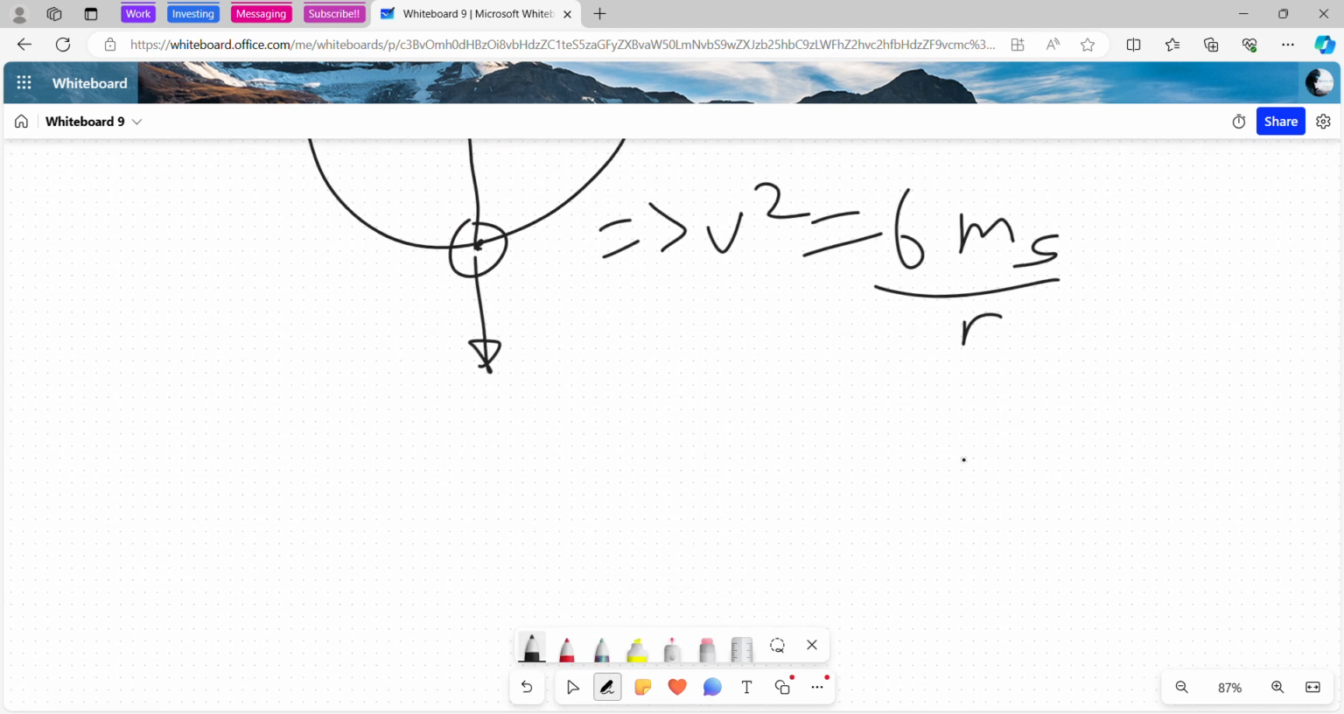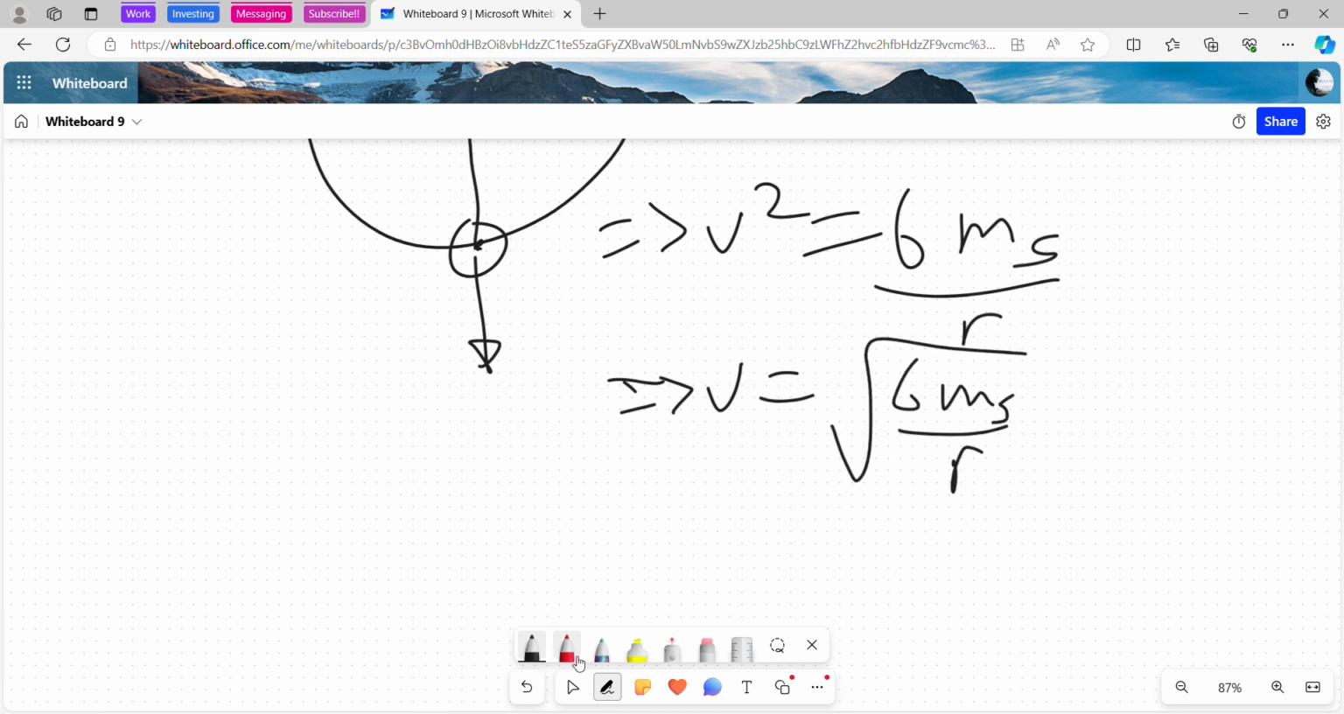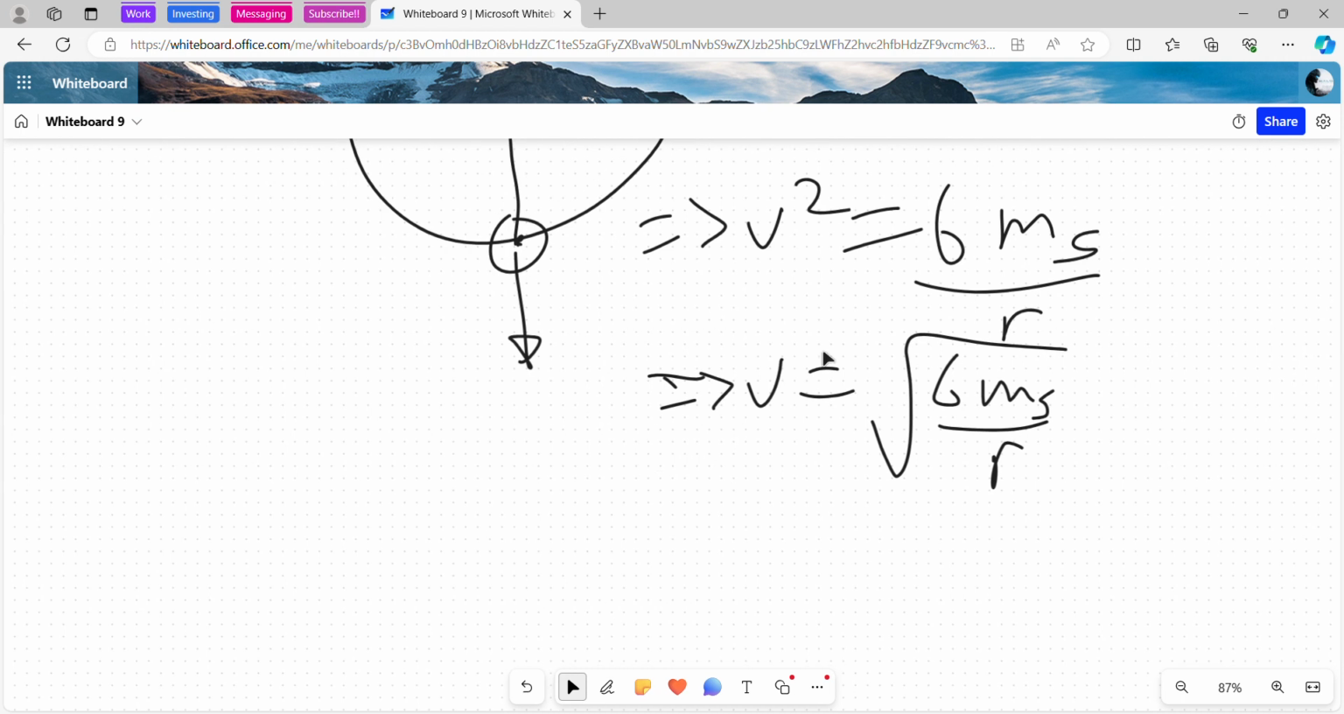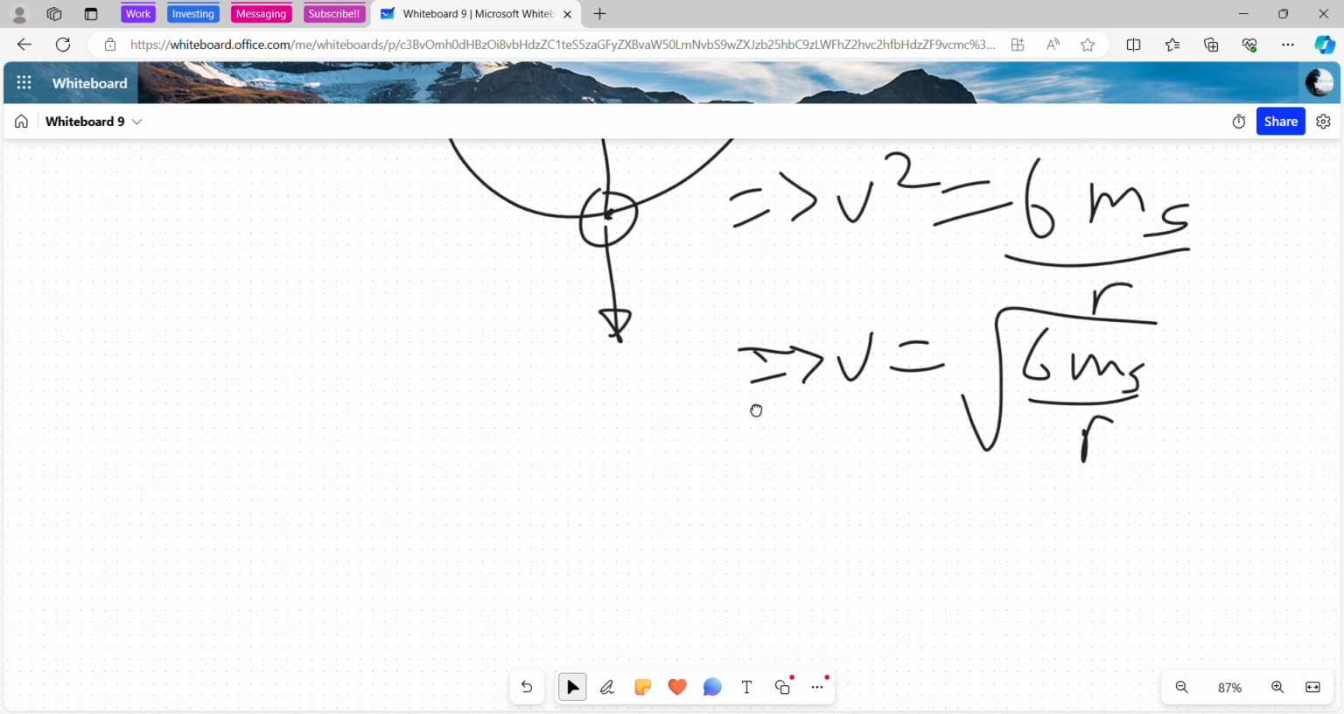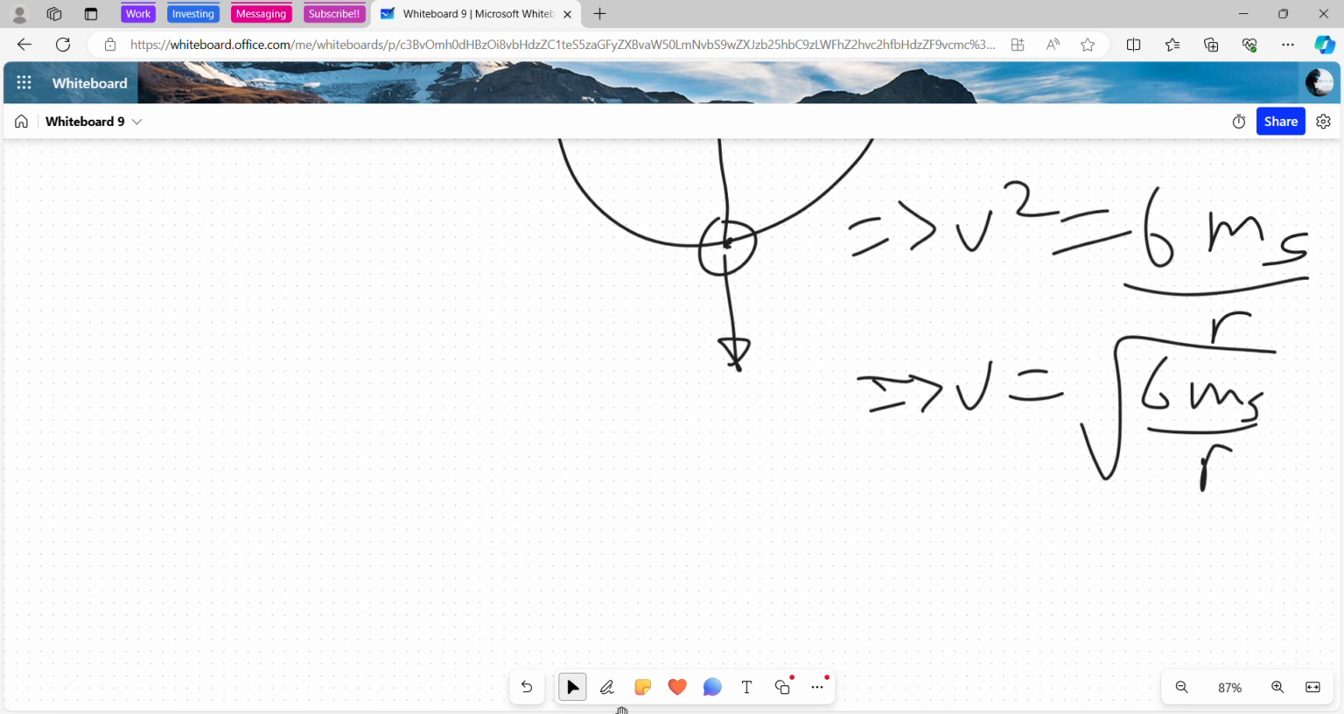And this implies that v equals root GMs over r. All right, so we know what the velocity is now, but how does that help us prove Kepler's law? So Kepler's law, let's write it again. It's T squared over r cubed equals a constant.